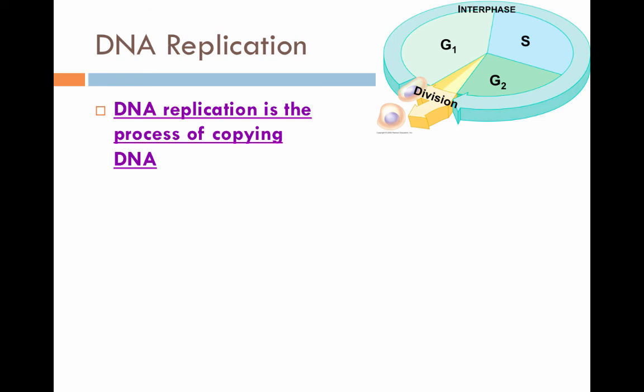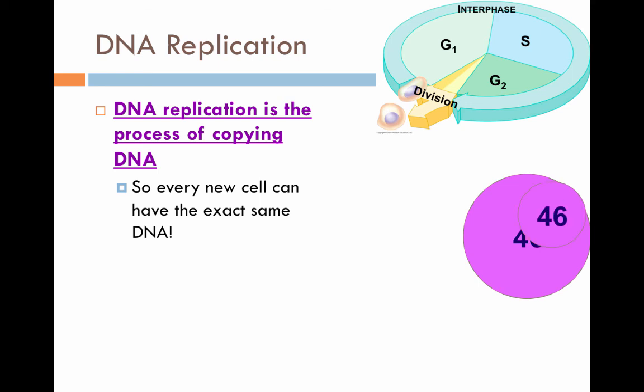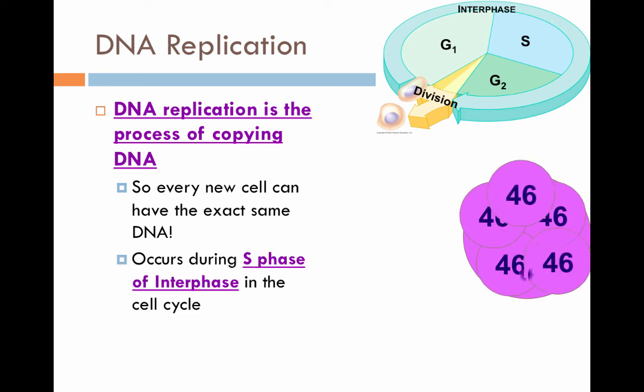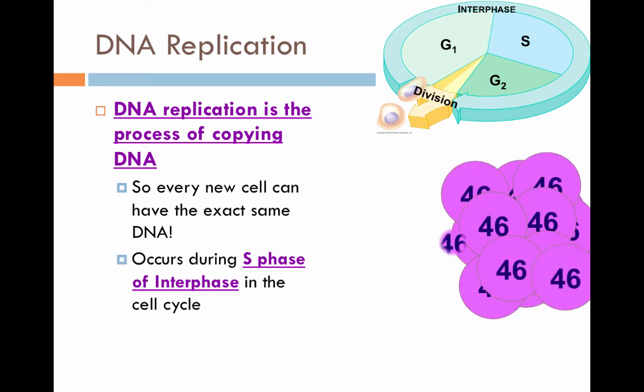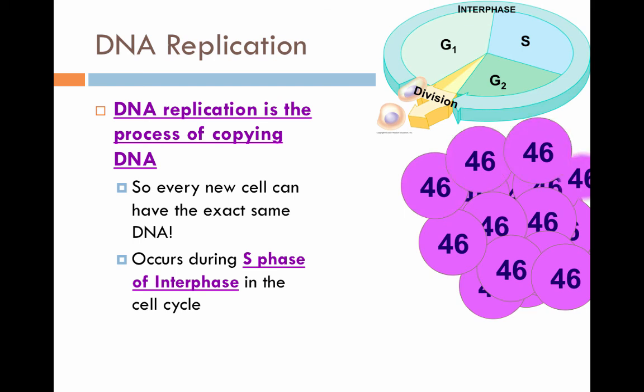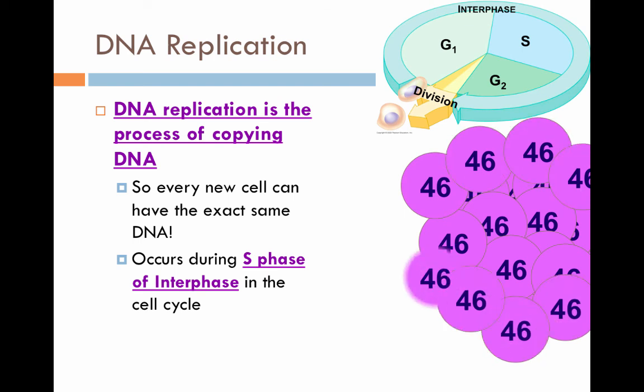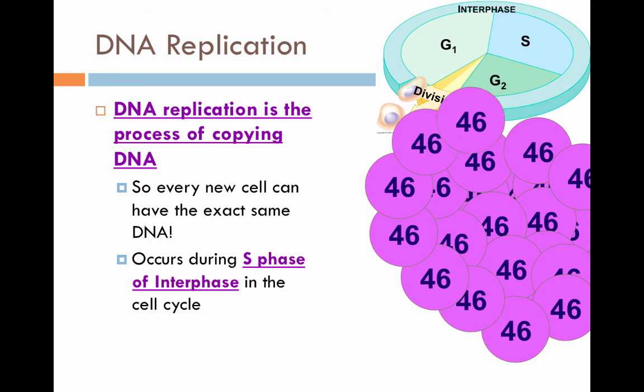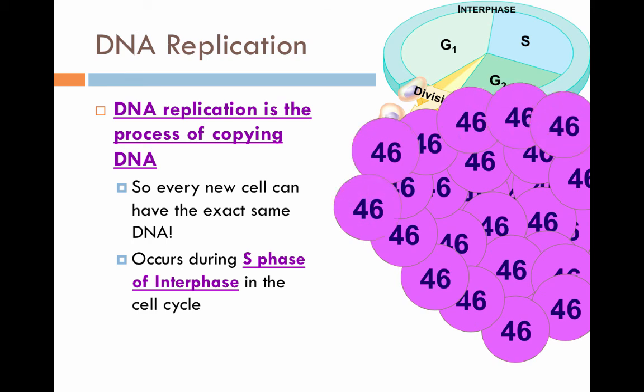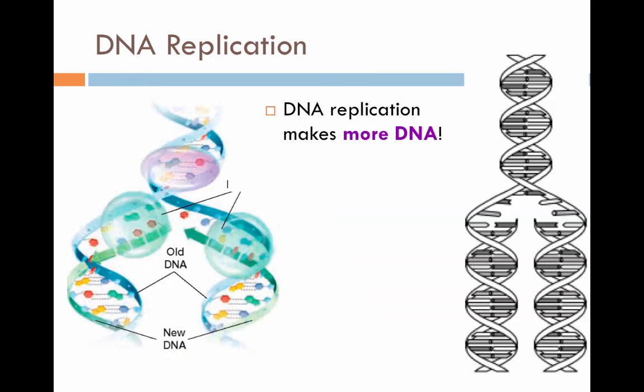DNA replication is the process of copying DNA. This allows for every single cell in your body to have the exact same DNA. It is replicated right before the cell goes through mitosis. And remember, it occurs during S phase of interphase. So the point of DNA replication is simply to make more DNA.